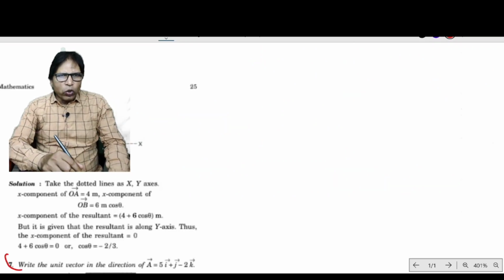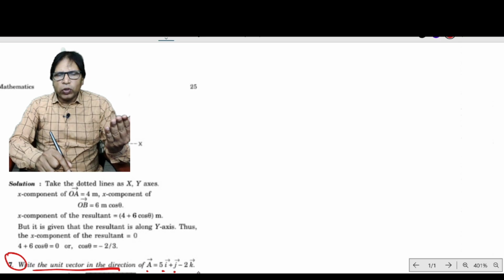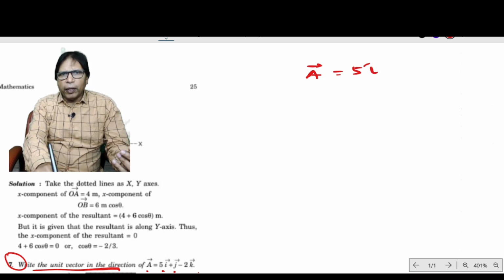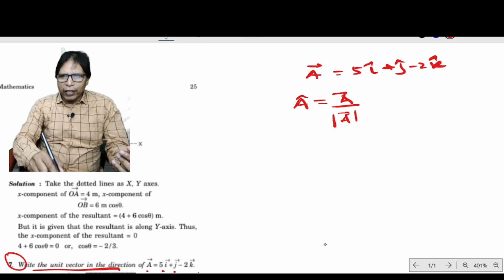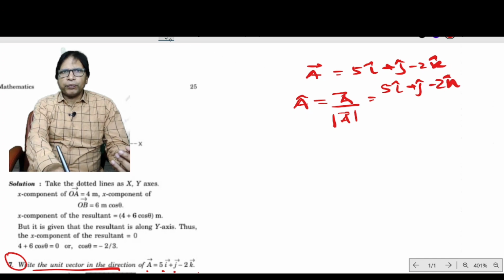Now look at this, a question. Write the unit vector in the direction of the vector 5 i cap plus j cap minus 2 k cap. So we have to calculate the unit vector along the vector 5 i cap plus j cap minus 2 k cap. So you know a cap equals a vector divided by the modulus of a vector.